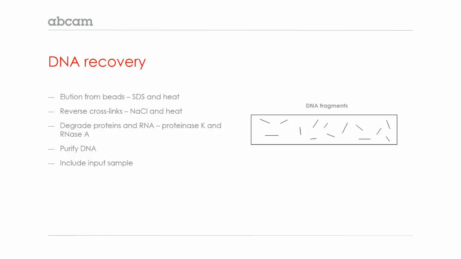First, you elute the antibody from the beads using SDS and heat. Then you reverse the crosslinks if you're performing cross-linking ChIP. This is done with salt and heat. Next, the proteins and RNA get degraded using proteinase K and RNase A. And finally, you'll purify the DNA using a phenol-chloroform extraction or a PCR purification kit. Be sure to include your input sample in all of these DNA recovery steps.